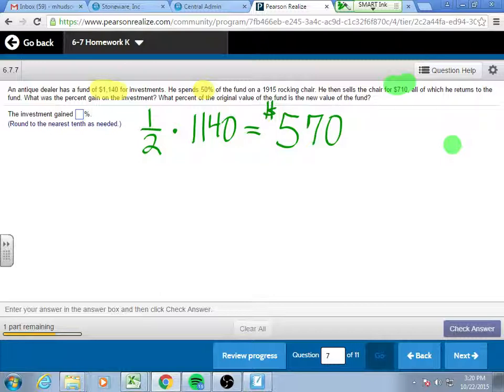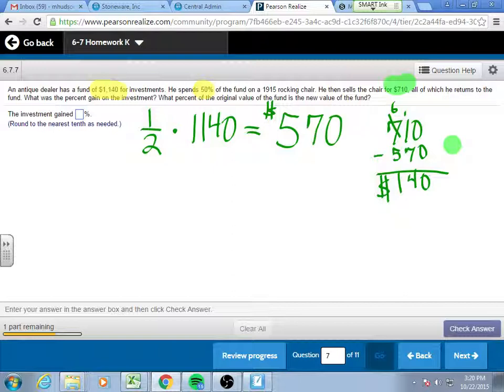So the first thing they ask me is the investment gain. Now here's the thing, and here's where you're going to make your mistakes. We gained 710 minus 570. I need to borrow, so I get 6, 11. 11 minus 7 is 4. I have a 0 there. I get 140. That's how much money he made in profit.